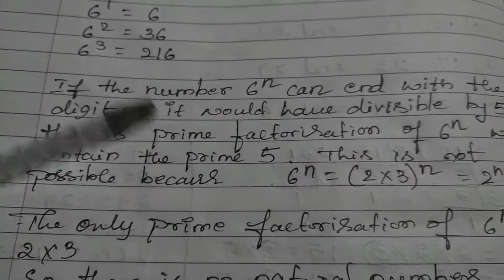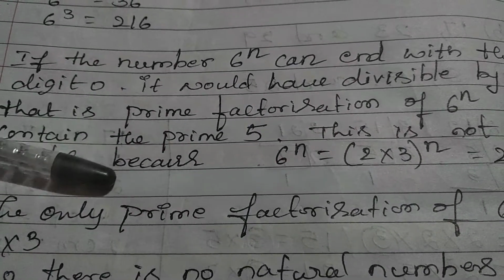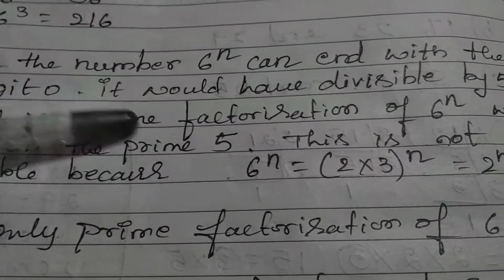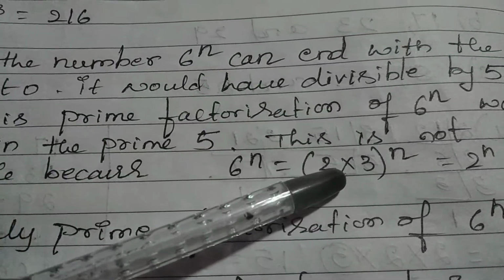This is not possible. Why is it not possible? Because it is not divisible by 5. 6 to the power of n has a factor 2 into 3 to the power of n. Do you agree with it?